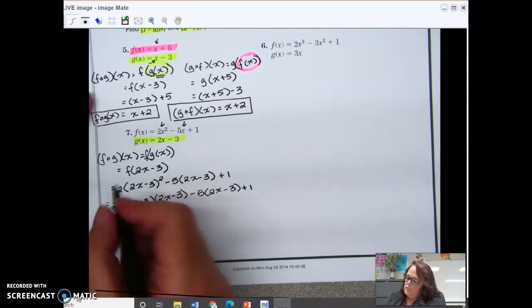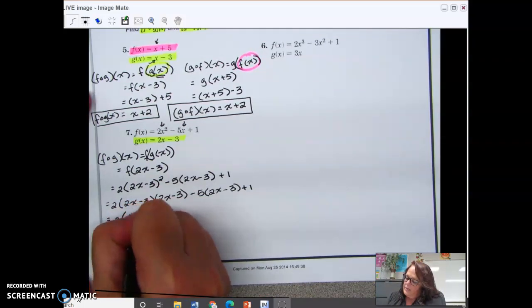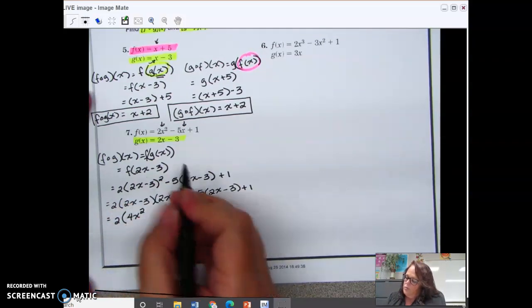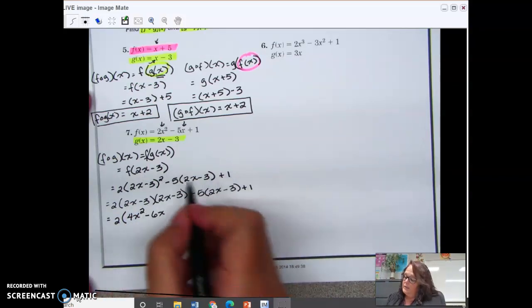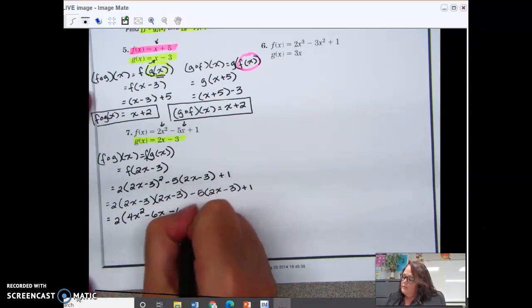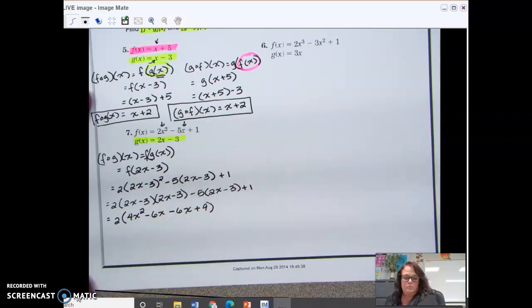And so then if I start to FOIL, we get 2 times, and then my first is going to give me 4x squared. My outer, 2x times negative 3, is negative 6x. My inner, negative 3 times 2x, is going to give me negative 6x. And my last is going to give me negative 3 times negative 3, which is positive 9.